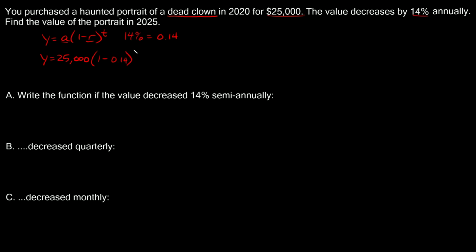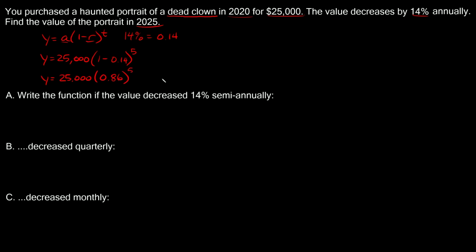And then what are we going to plug in for t? Well, initially you bought it in 2020, and we want to know what the price is, right? It says find the value of the portrait in 2025. So that's a difference of 5 years, right? So that means we're going to plug in a 5 for t right there. Okay, so now we're going to have y is equal to 25,000 times 1 minus 0.14, which is equal to 0.86, right? And then we're raising that to the 5th power.